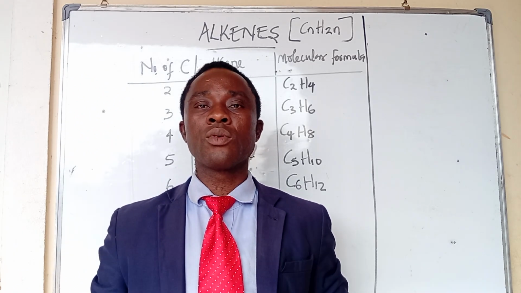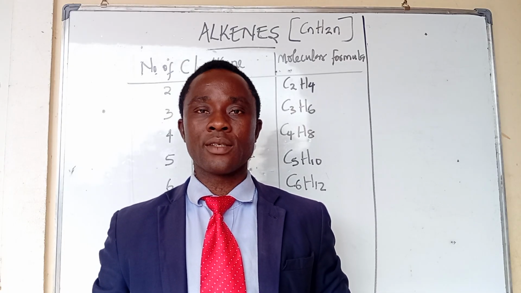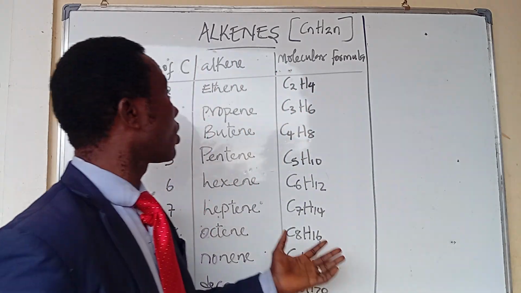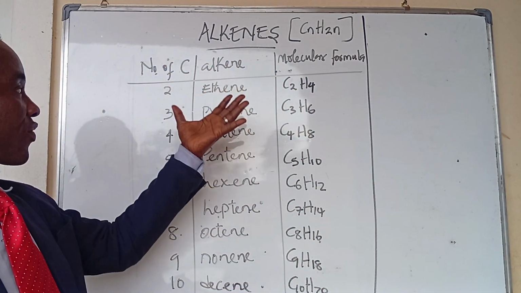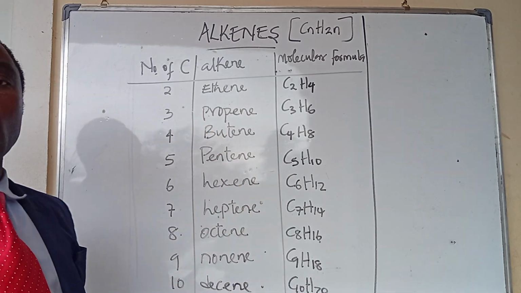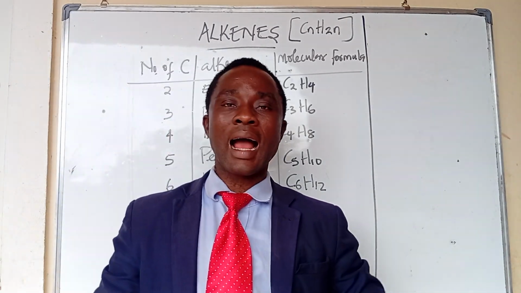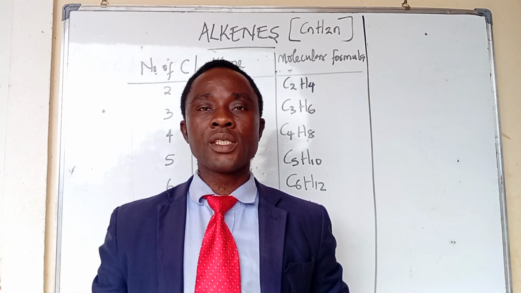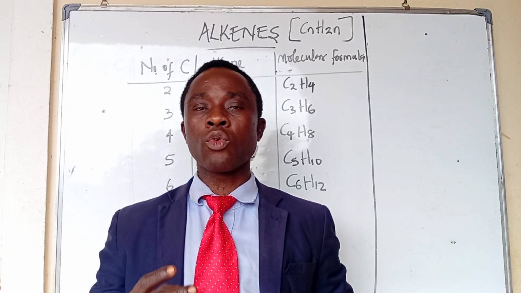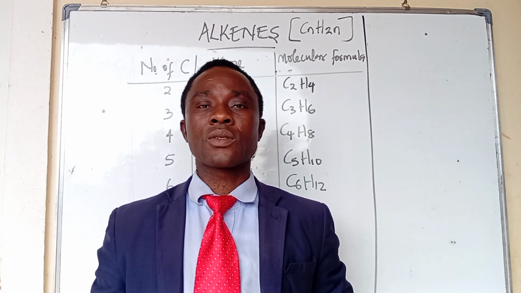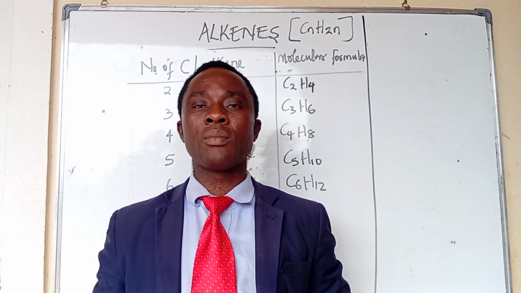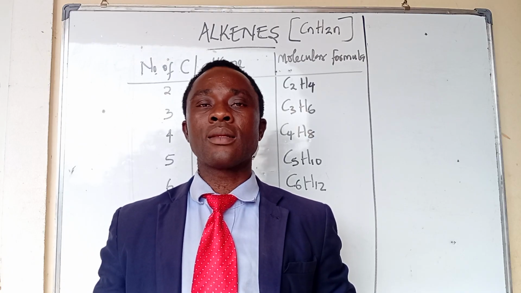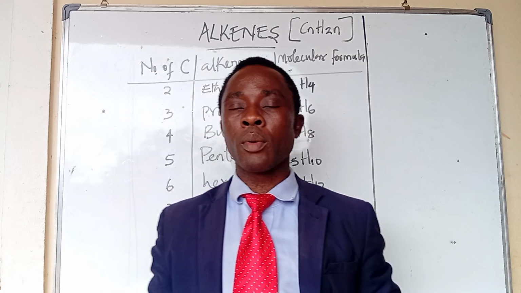In this class, I'll be taking you through an introduction to alkenes and the nomenclature of alkenes. Now, if we look at the board, we see the different names of alkenes, depending on the number of carbon atoms. But first of all, what are alkenes? Alkenes are aliphatic hydrocarbons that are obtained from the alkanes by the removal of two hydrogen atoms. Alkenes, therefore, have two hydrogen atoms less than alkanes. Because of the removal of two hydrogen atoms, there is the presence of what? A multiple bond, a double bond in this case.